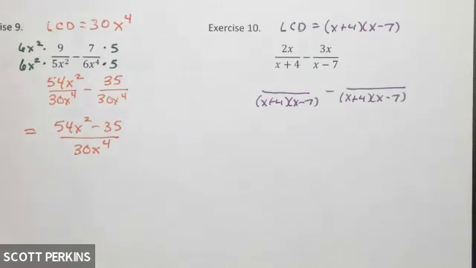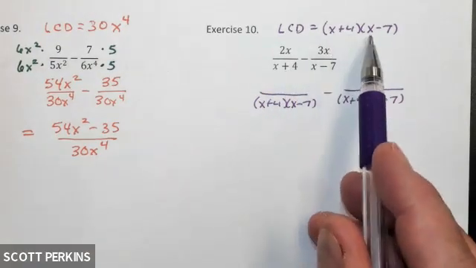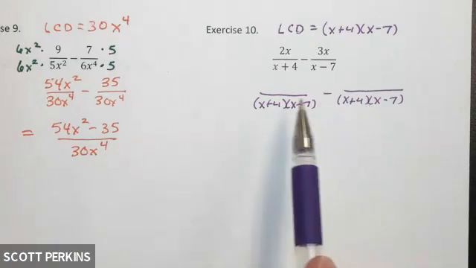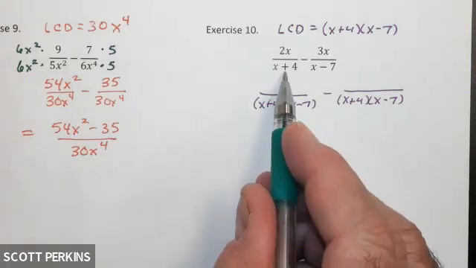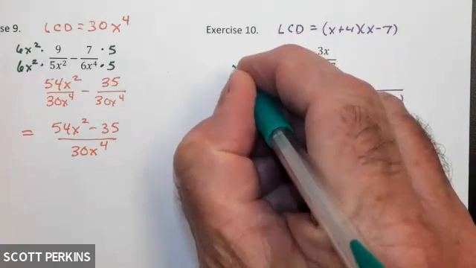All right, so the common denominator is just one of every factor. So x plus 4 and x minus 7, I need both of them. So I wrote that common denominator underneath each fraction. I've got two fractions on this problem. The first fraction starts off with x plus 4. What it's missing is the x minus 7, so I'll multiply that.